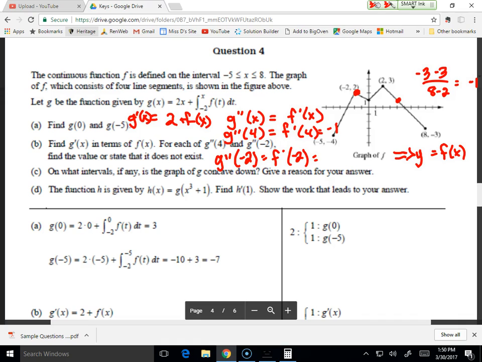Derivatives don't exist at sharp points. Slopes don't exist at sharp points. So we say, oh, hey, DNE. And then if you keep reading, find the value or state that it does not exist. One does, one doesn't. Does that make sense?